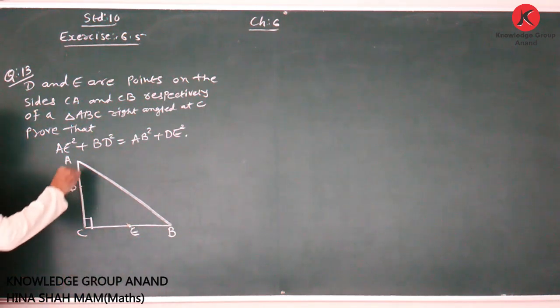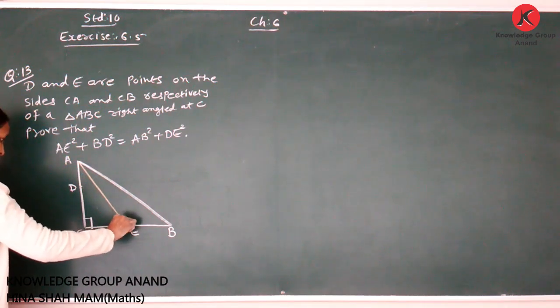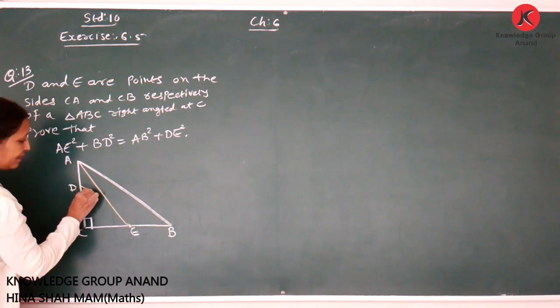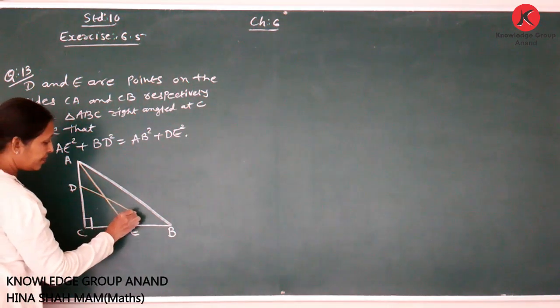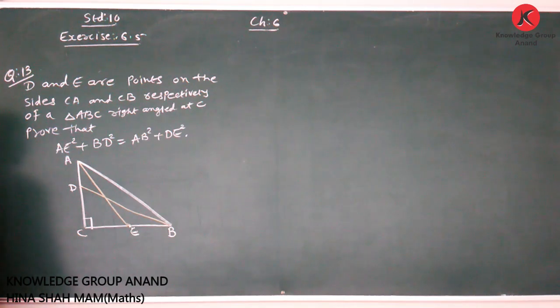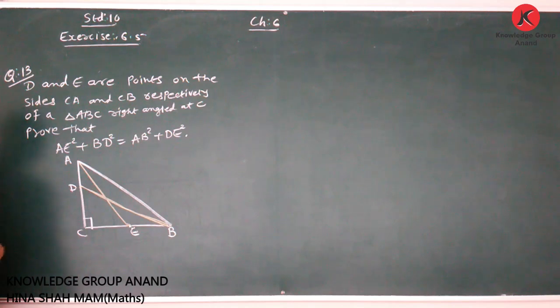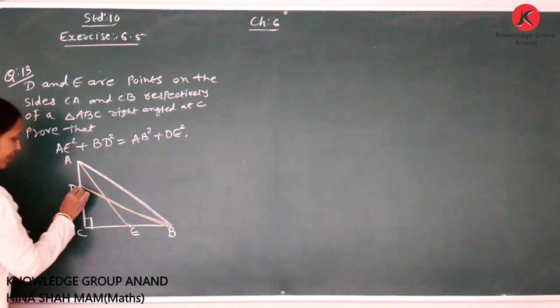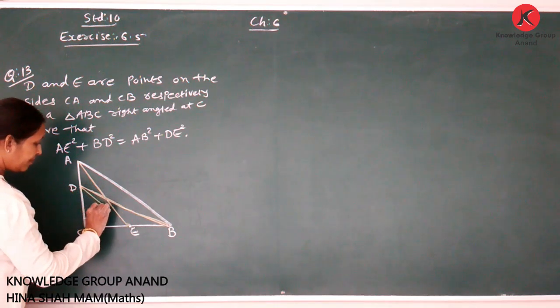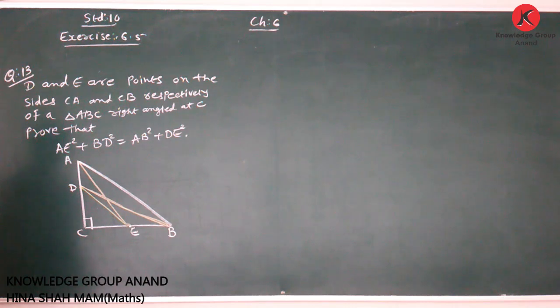Prove that AE square plus BD square is equal to AB square plus DE square. This figure is like this.